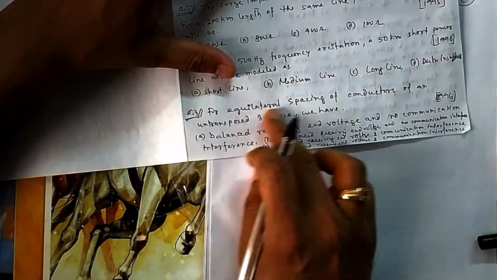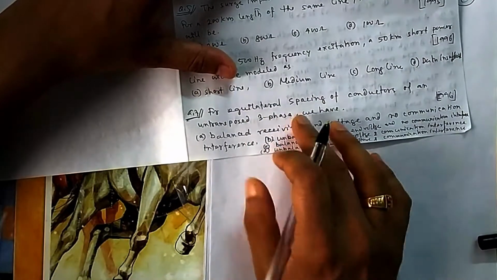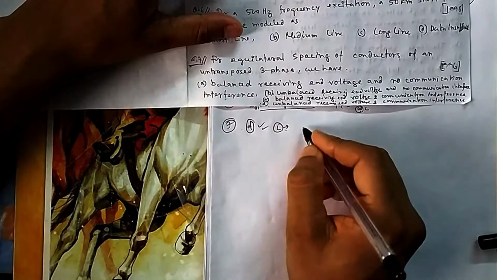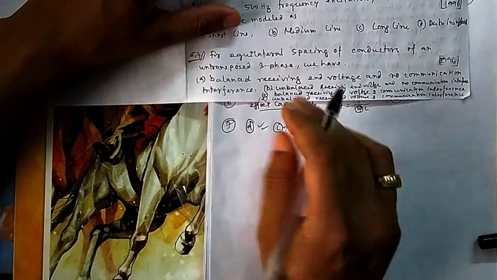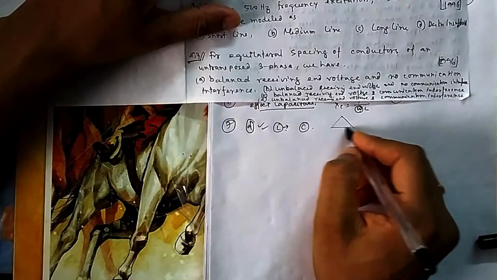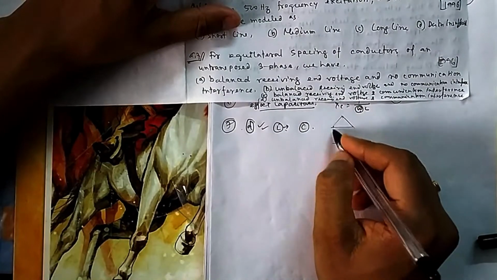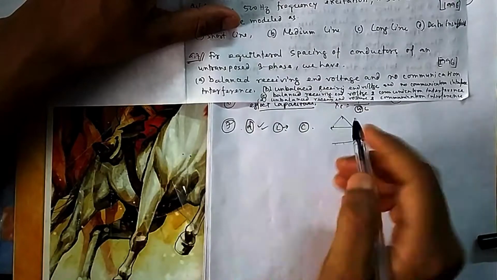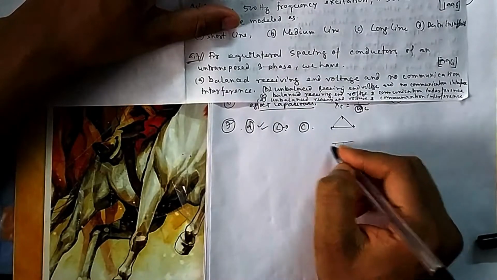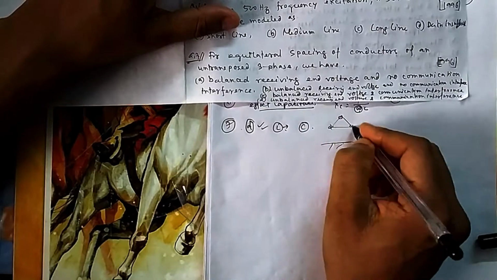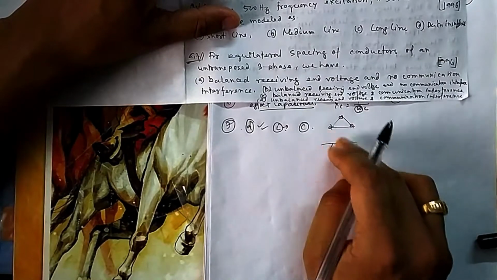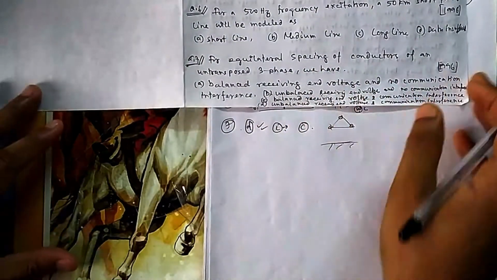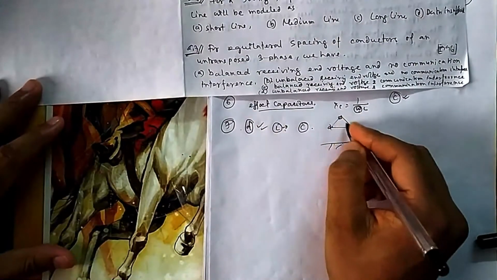If you are spacing it equilaterally, your L will be the same, but your C will be different. You can see if you are making it in a triangular format, the distance from the ground is different. Here it is the same, but here it is different. So you will not get a similar C in all these three lines, because this is your ground and the lines are going like this. Because C is different, you will get a different voltage at the receiving end. L is the same because the gaps are the same.